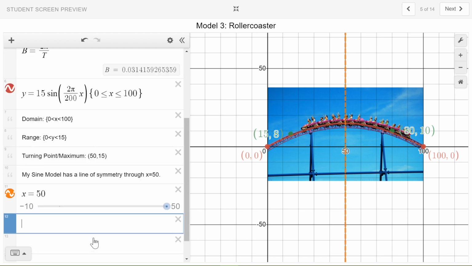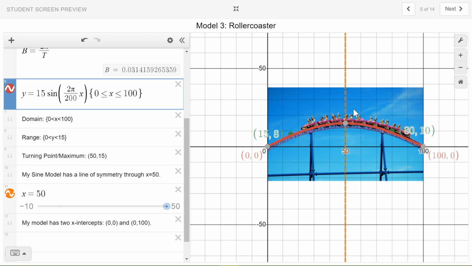And then for me, the last thing is I'm going to say the x-intercepts. My model has 2 x-intercepts: (0, 0) and (0, 100). Okay, once again, I know there's more intercepts as I go and zoom, but this is what my domain has restricted it to. And so once again, I finished modeling.